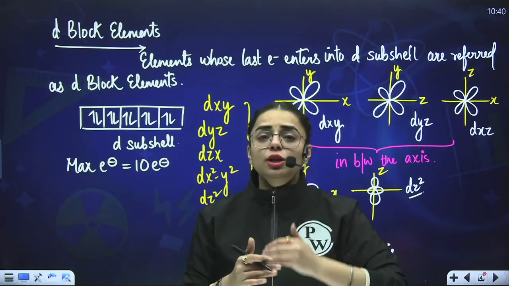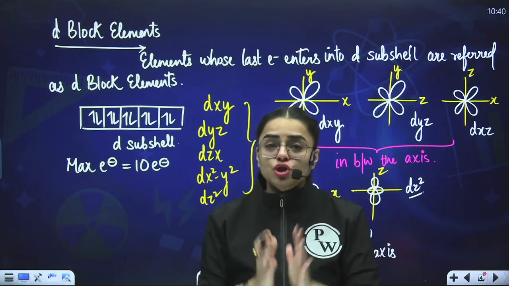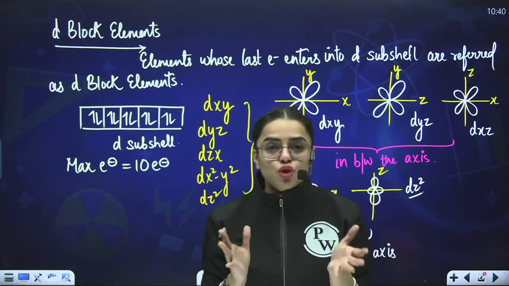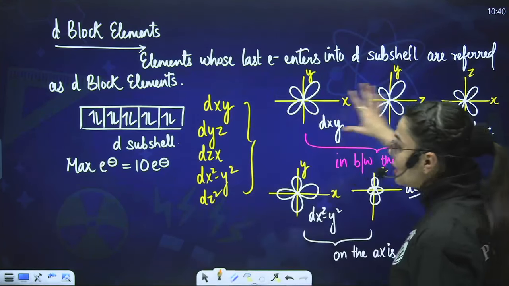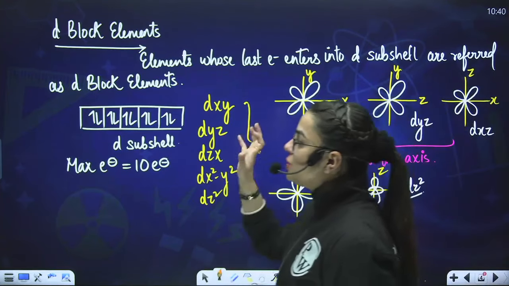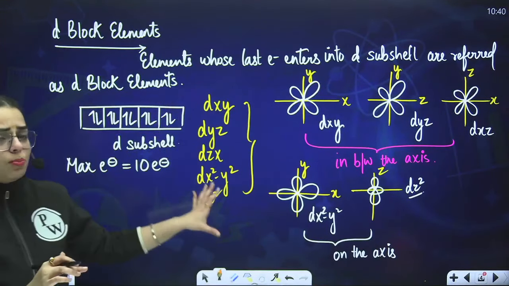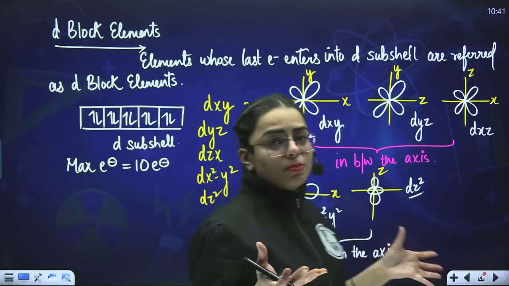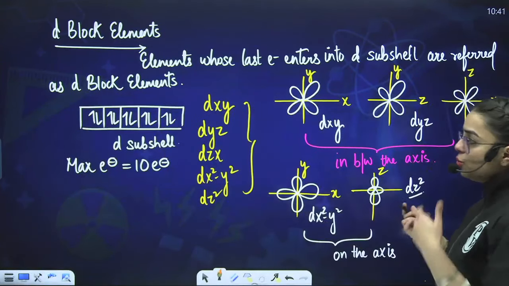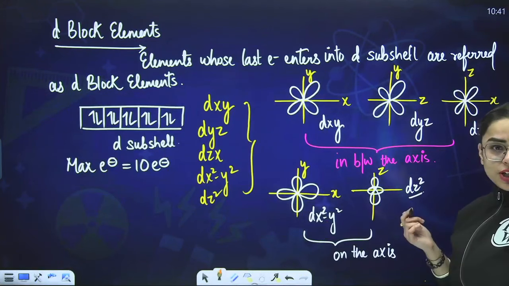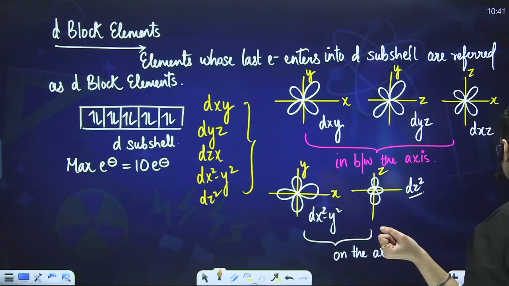Now I will also tell you why it is referred to as inner transition and why the D block elements are referred to as transition elements. So these are the basic things that you should know when you are going to start with the D block elements. I guess this is now clear to you. This very small information is quite required over here. So now let us proceed towards the next part.